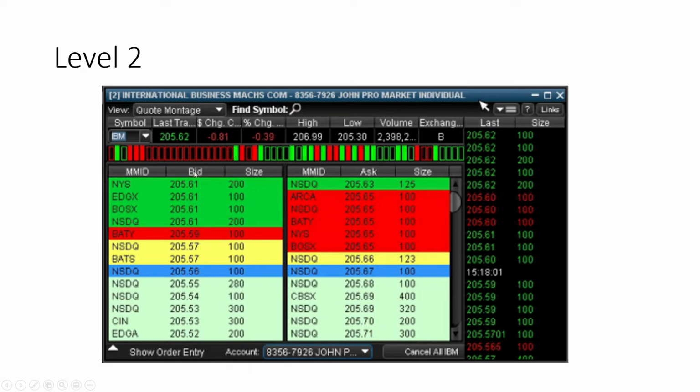This is our exchange. This is our bid price. This is our ask price. This is our size. Same exact information. So when we marry the two together, we are able to get a story.